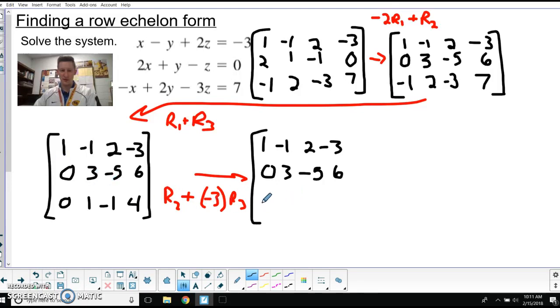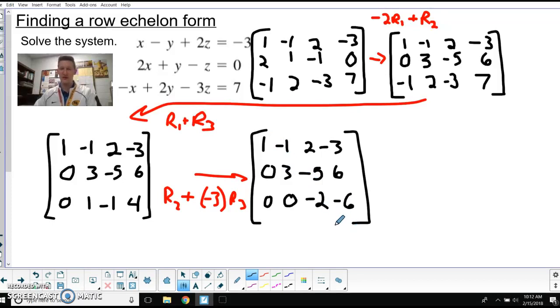So -3 and 3 is going to be 0. Well, this was a 0 to begin with, by the way. So that's a 0. -3 times -1 is going to be +3. Add that to the -5, we're going to have -2. And the -12 plus a 6 is going to be a -6. So we're getting closer. Now this would be in echelon form, kind of.